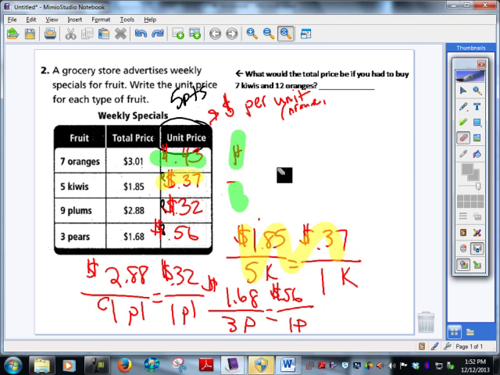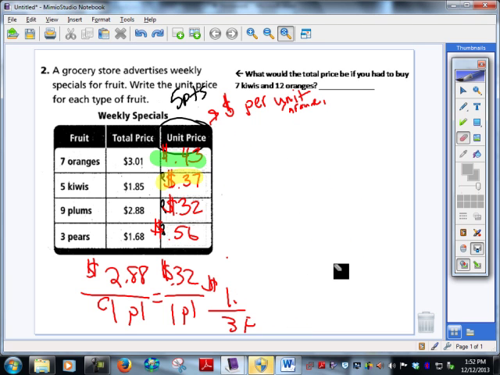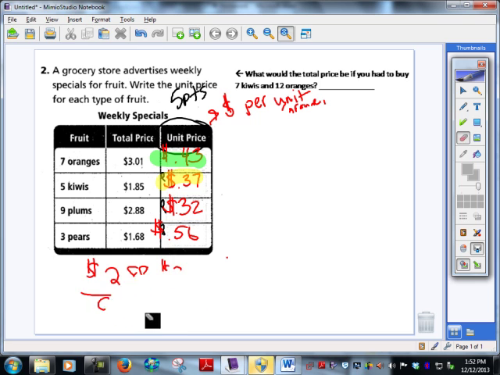Now, realistically, to answer this question over here, you really don't need to do proportions. You could just multiply and add, which I'm fine with. I'm not going to require proportions on this part right here. But I'm going to show you how you could do it with proportions. It's very easy. I want to know 7 kiwis and oranges. So I'm going to do kiwis up here. I'm going to do oranges down here. I know that kiwis cost, the unit price was 37 cents.